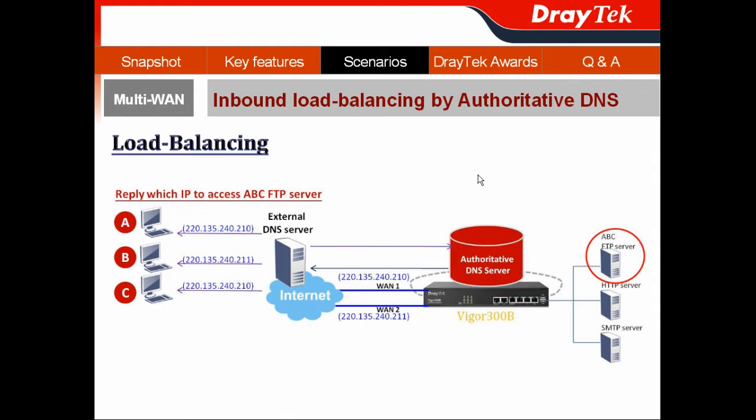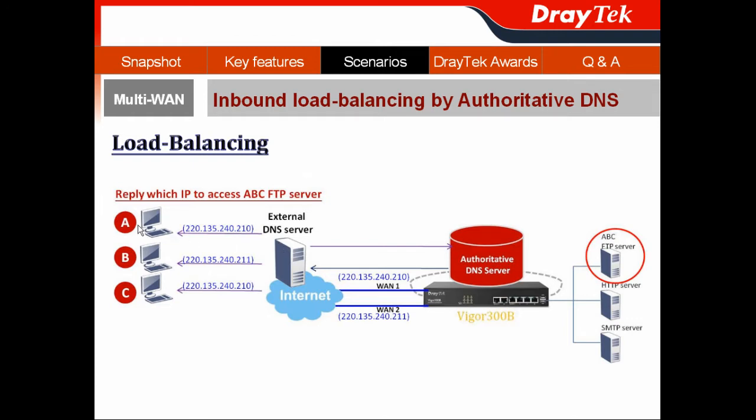Another feature we would like to introduce in the multi-WAN section is the authoritative DNS function. It can optimize the usage of the multi-WAN interface offered by Vigor300B. First, LAN load balancing. The scenario is like that.